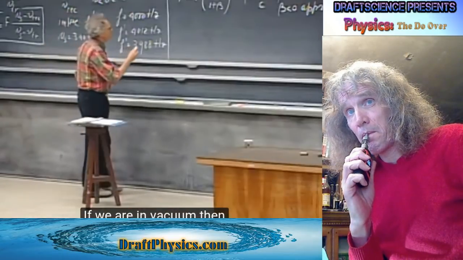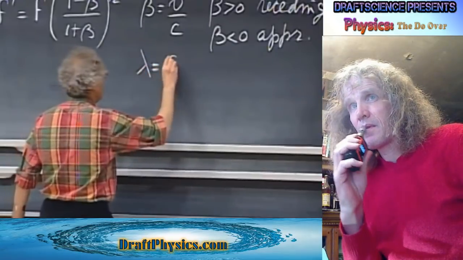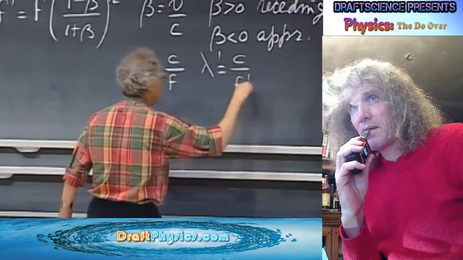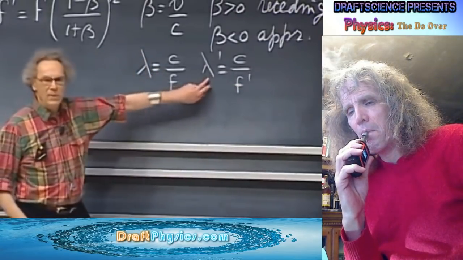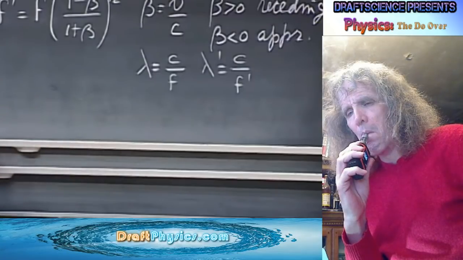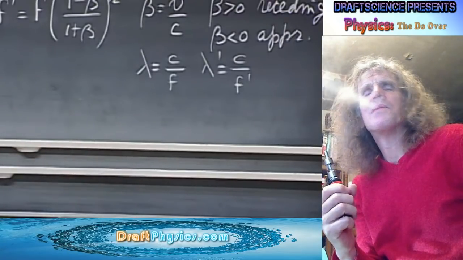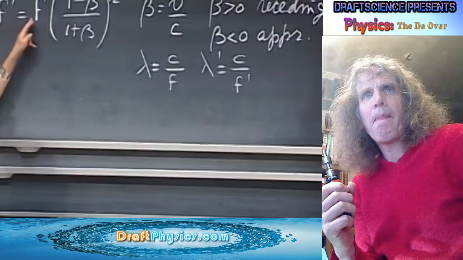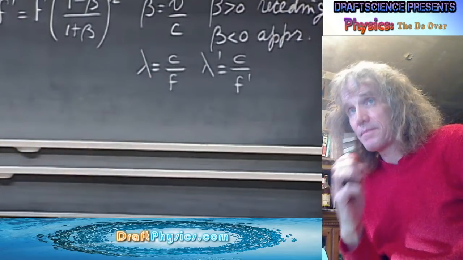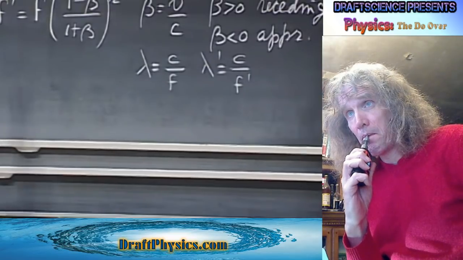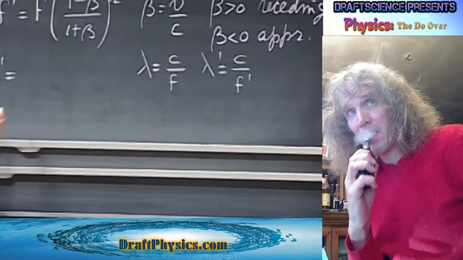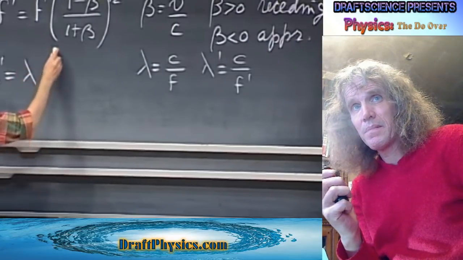If we are in vacuum, then lambda equals c divided by f, and so lambda prime equals c divided by f prime. Lambda prime is now the wavelength that you receive, and lambda is the wavelength that was emitted by the source. So I can substitute in here, in this f, c divided by lambda, which is more commonly done. So this Doppler shift equation for electromagnetic radiation is more commonly given in terms of lambda. But of course the two are identical.